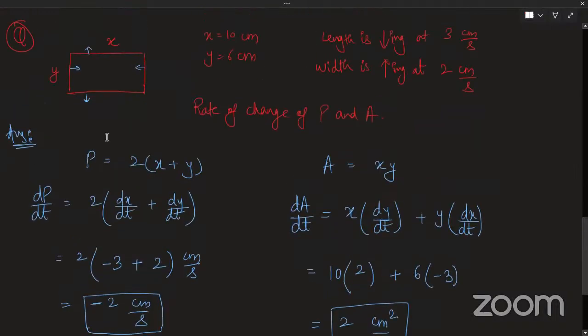So that is why we can't directly comment on perimeter and area just by looking at one variable. Because there are two variables involved, so we will need to solve the question. Fine.